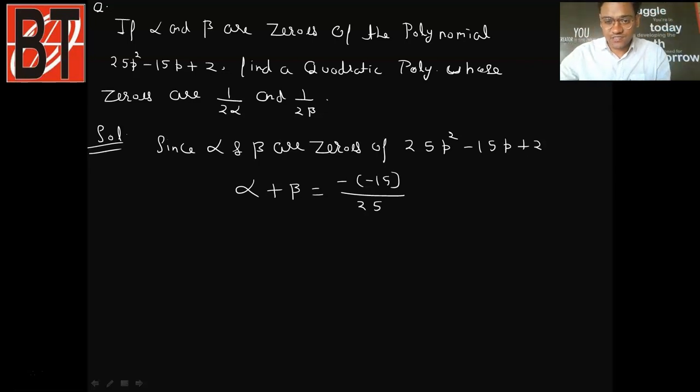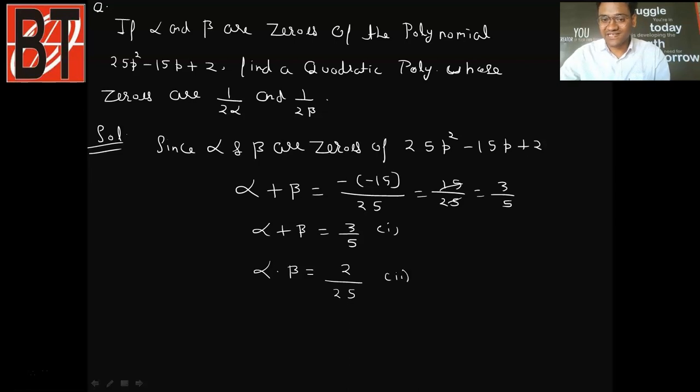Okay, so students, alpha plus beta, if you simplify, you will be getting 15 by 25 or 3 by 5. So the value of alpha plus beta is nothing but 3 by 5, and say it equation number 1. Okay, now students, the result one I have got, and the product of zeros is c upon a, and the value of c you can observe plus 2, and the value of a is 25, so 2 by 25, the second relation.